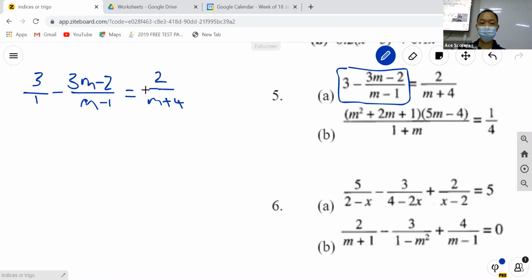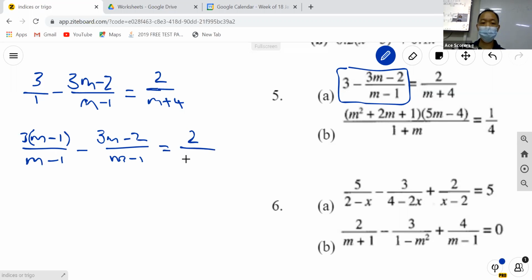Got it? So this is a fraction minus a fraction. I need to make both of them the same denominator. How to make the same denominator? Times (n minus 1). So here 3 bracket (n minus 1) divided by (n minus 1), equals 2 over (n plus 4). Once you have this, you can combine this.